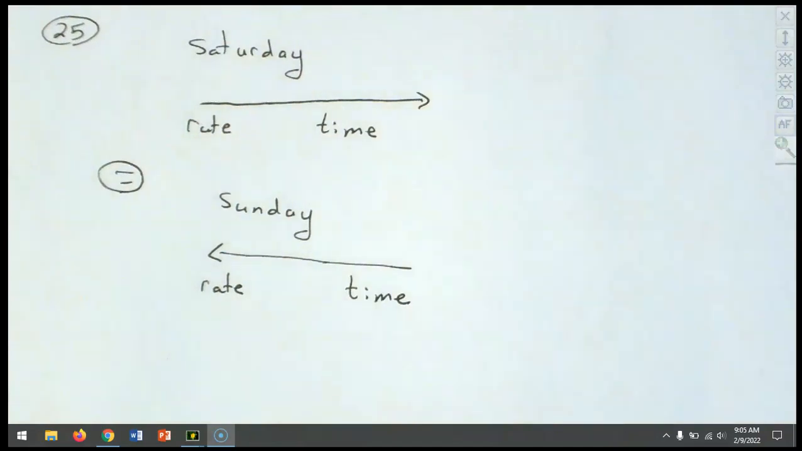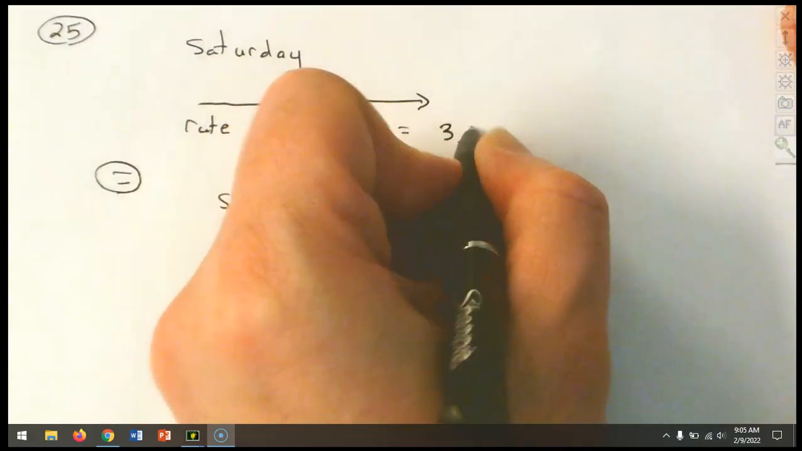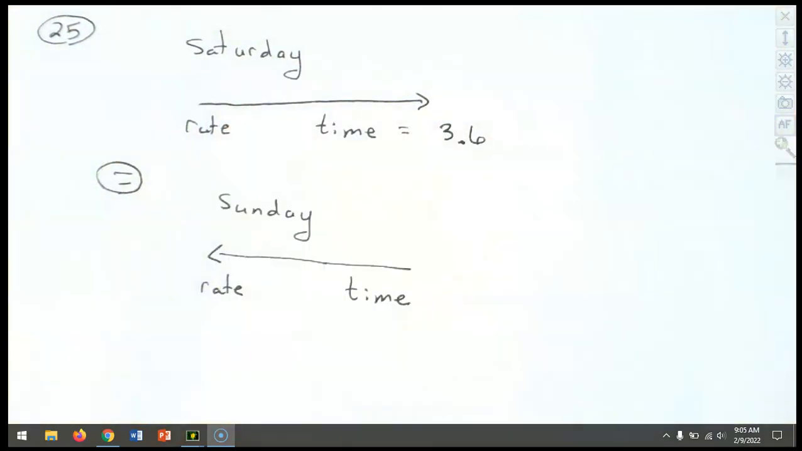So let's start with Saturday. Okay, so Saturday, she leaves to drive to her mother's house, and that takes 3.6 hours. Jeez, she lives quite a ways away, so that's going to be 3.6 for the time. Do we know how fast she's going? Nope, doesn't tell us at all.